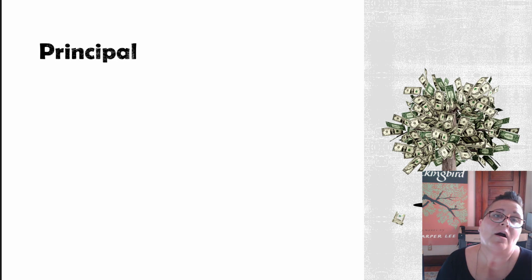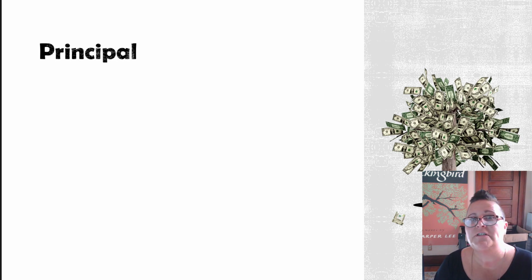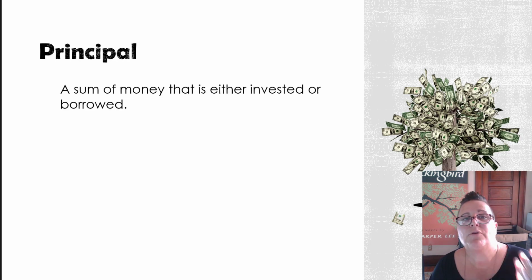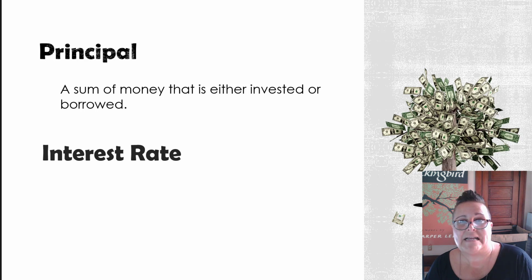All right, so the parts that we need you to understand. The first is what principal is. Principal is what we call the sum of money that you're either putting in for the investment or that you're borrowing. So it's the initial amount of money that's either put into an account for savings or that's borrowed from someone else. The interest rate is the percentage, usually written as a decimal.